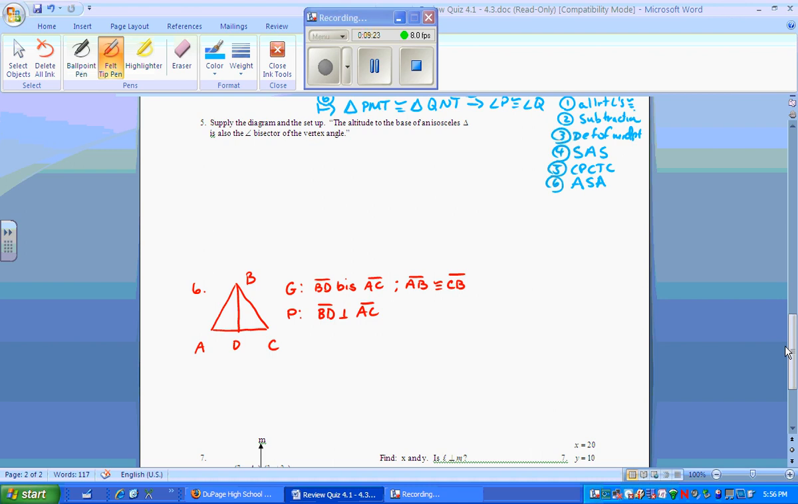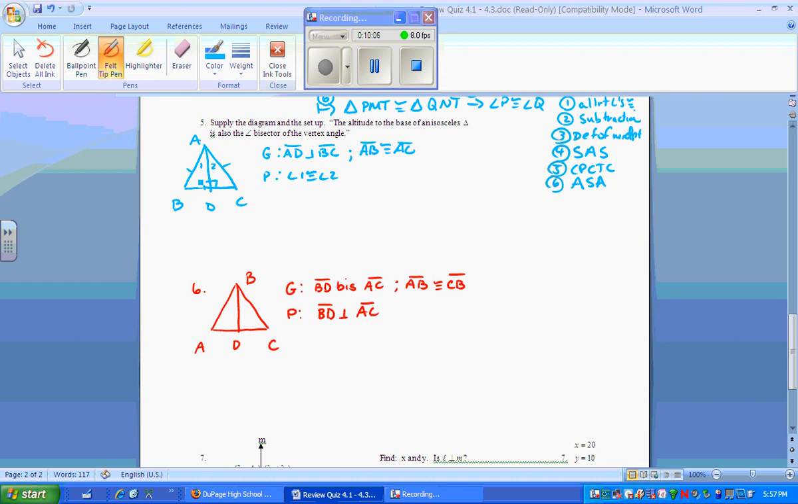Question 5 is supply the diagram set up in proof. So we draw ourselves a picture. We have a nice isosceles triangle. We'll call it A, B, C. It has an altitude inside D, so we know it's perpendicular. We're trying to get that it has an angle bisected, so we're trying to get the two angles up here being bisected. So our given is that AD is perpendicular to BC, and that AB is congruent to AC, so I'll mark that in the picture. We're trying to prove angle 1 congruent to angle 2 to be the bisector.